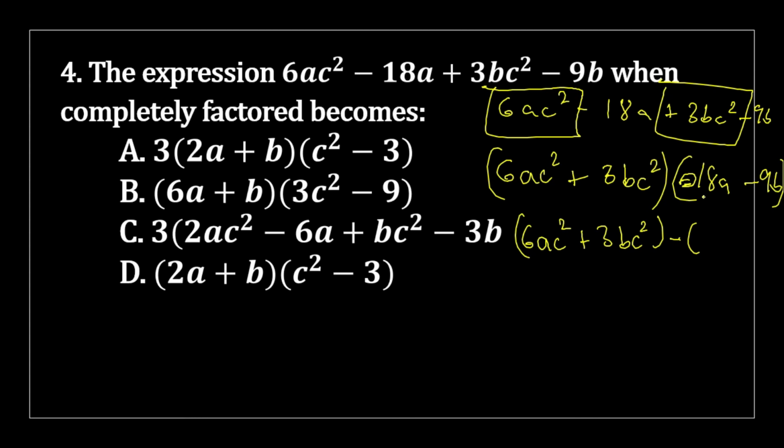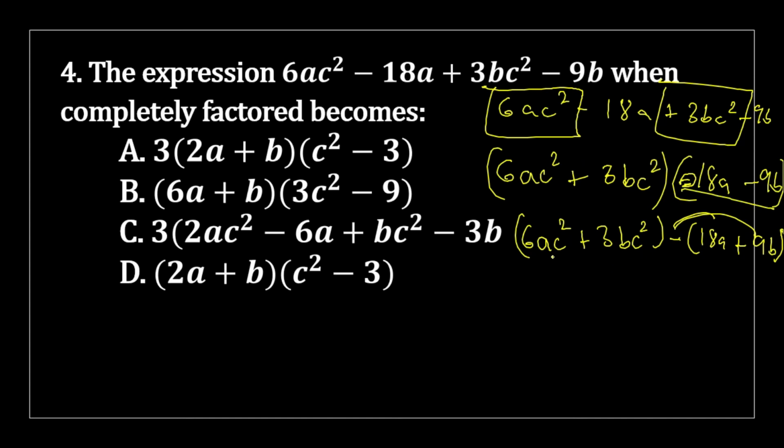Negative 18a divided by negative 1 is 18a. Negative 9b divided by negative 1 is positive 9b. So now if you just think of it, if you distribute it, you're going to get this kind of expression. So now we have this.